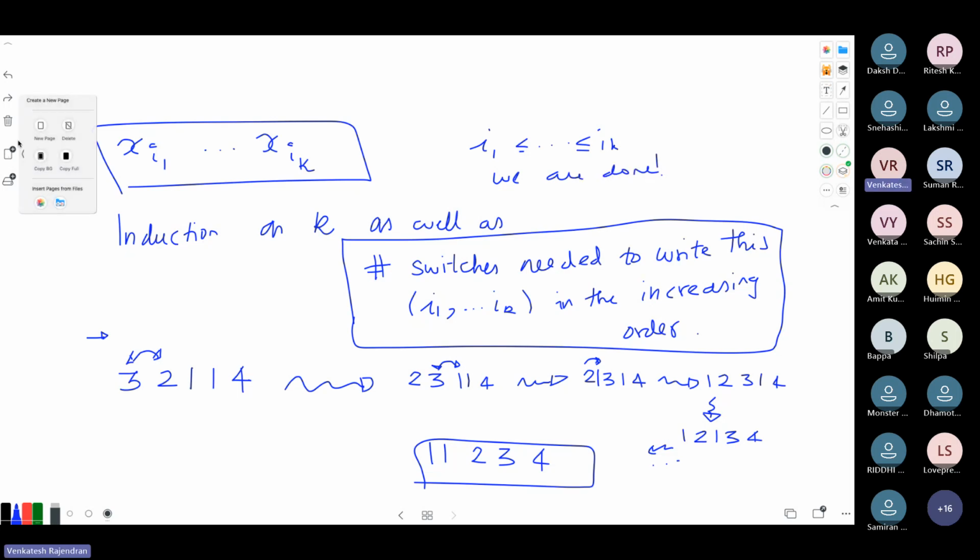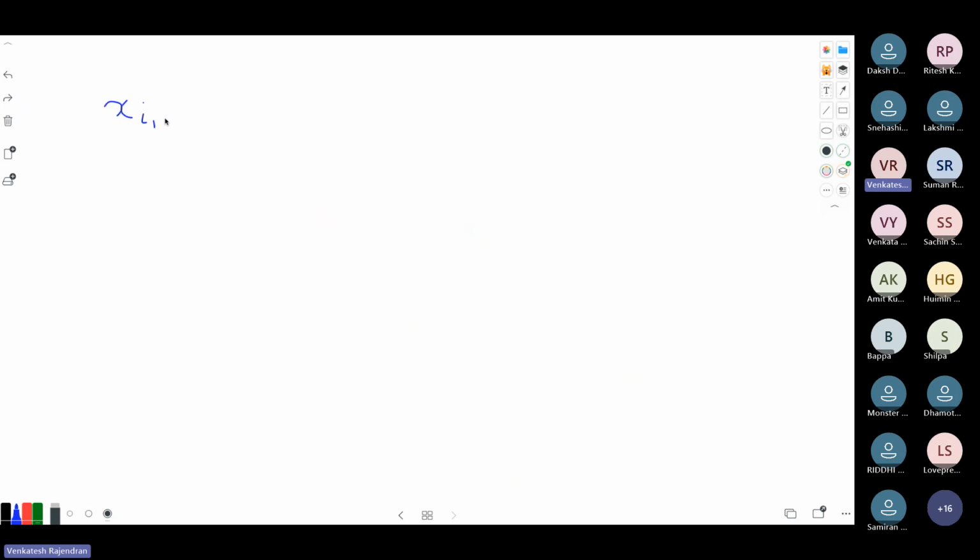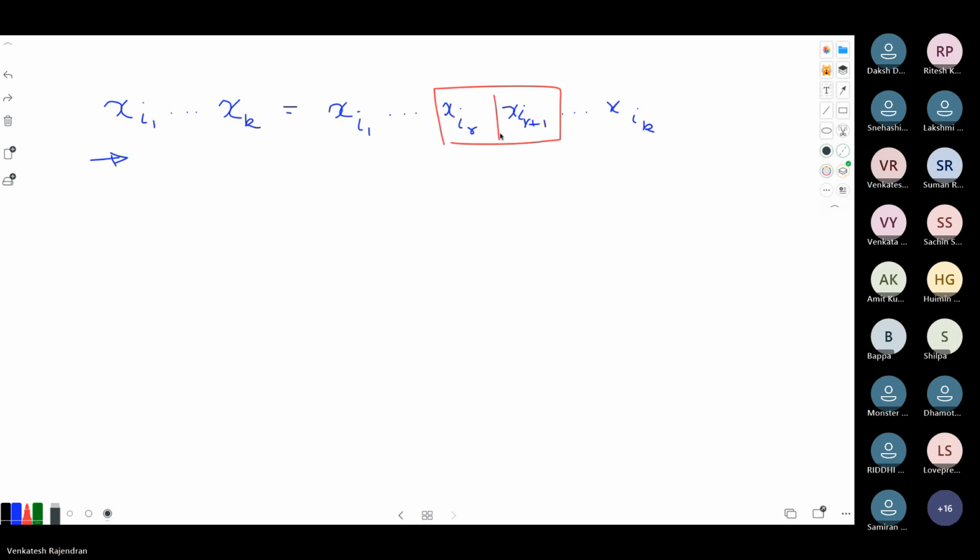So if it is not in the correct order, okay, let's start with x_{i1}, etc., x_{ik}. If it is not in the correct order, I start reading it from left to right. Then the very first place where it is not in the correct order, I will see that. Let's say that happens at the r-th place: x_{i1}, etc., x_{ir}, x_{ir+1}, etc., x_{ik}. So only here is the first instance where it's not in the correct order. Okay. So then what you do, you just swap them.